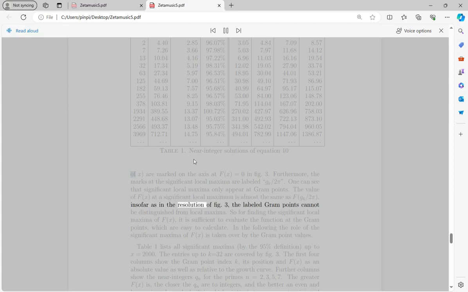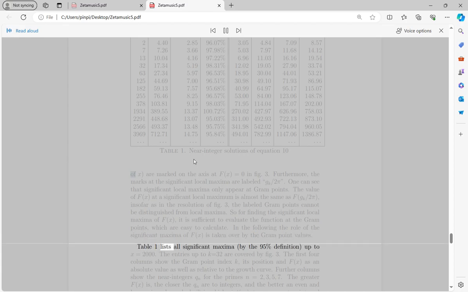Insofar as in the resolution of Figure 3, the labeled Gram points cannot be distinguished from local maxima. So for finding the significant local maxima of f(x), it is sufficient to evaluate the function at the Gram points, which are easy to calculate. In the following, the role of the significant maxima of f(x) is taken over by the Gram point values.